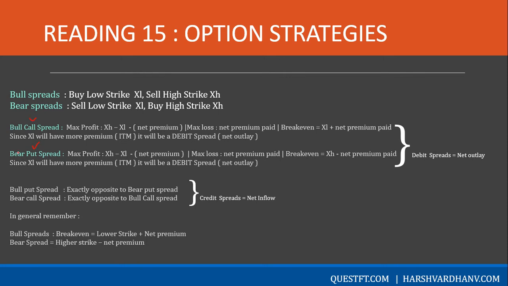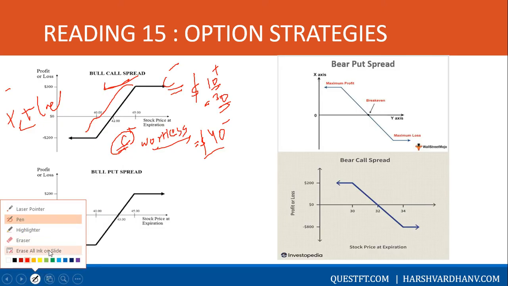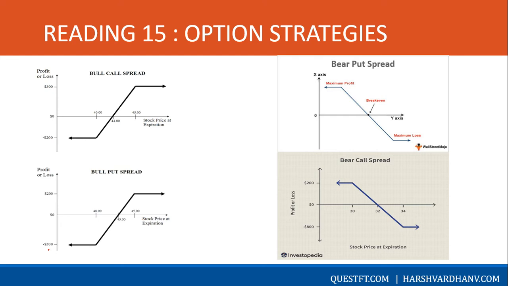So this was the bull call spread. Similarly is the bear put spread. So whenever it is bearish, just forget about the word put or call. Just keep an eye on the bear word and the spread word. Again, we'll take it with the help of an example and the payoff diagram. So what happens in a bear put spread? If you see, the payoff diagram is exactly opposite.